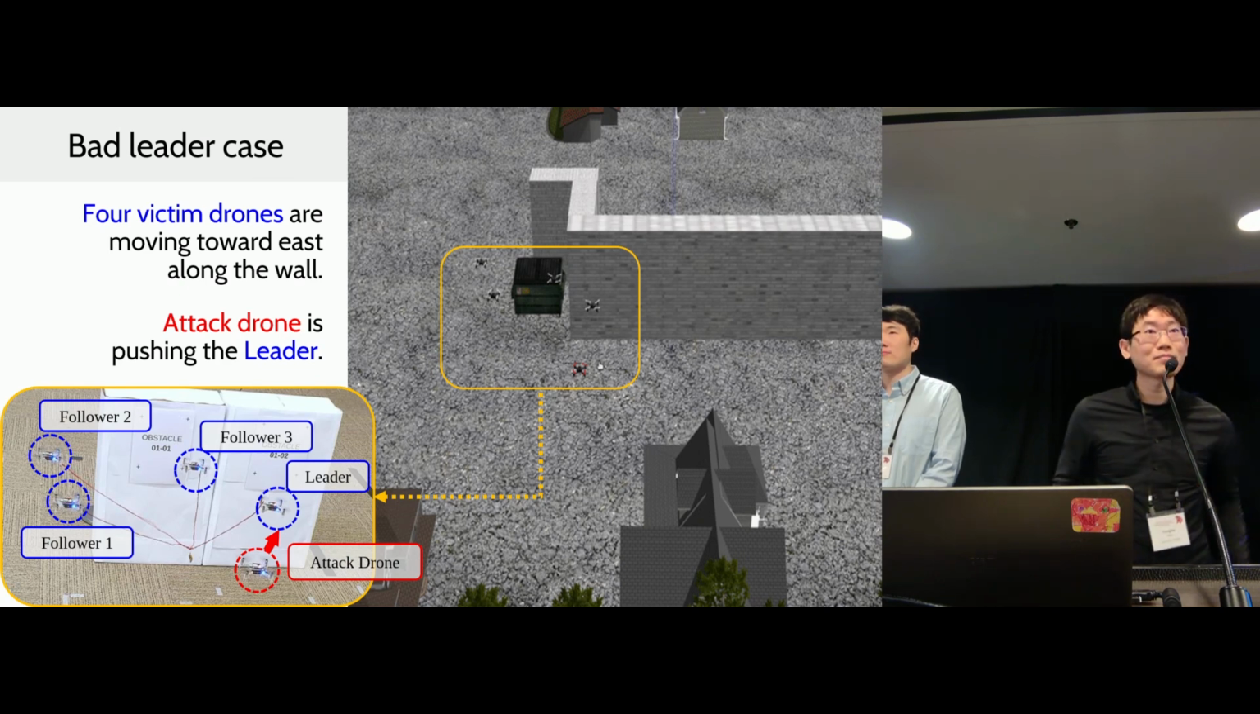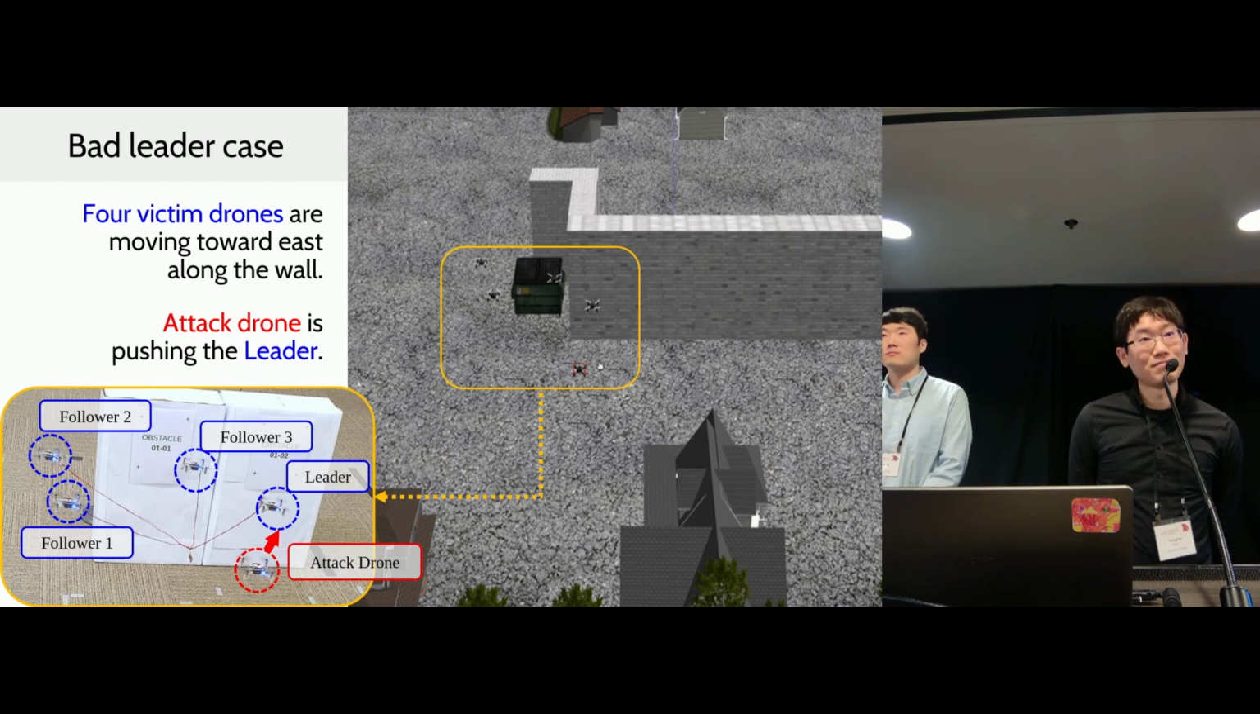Yeah, actually, I was asking about the computational power that your analysis takes. So if you add more attack drones, does the amount of computation power that you require grow exponentially or just linearly?